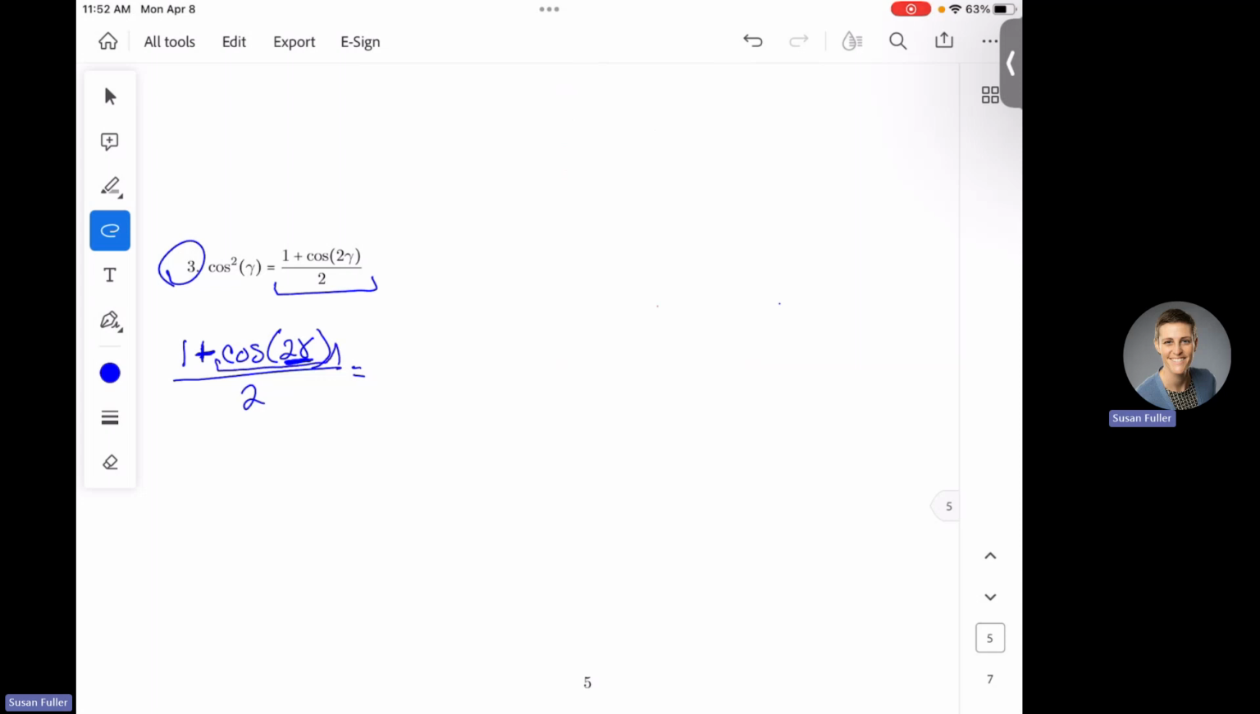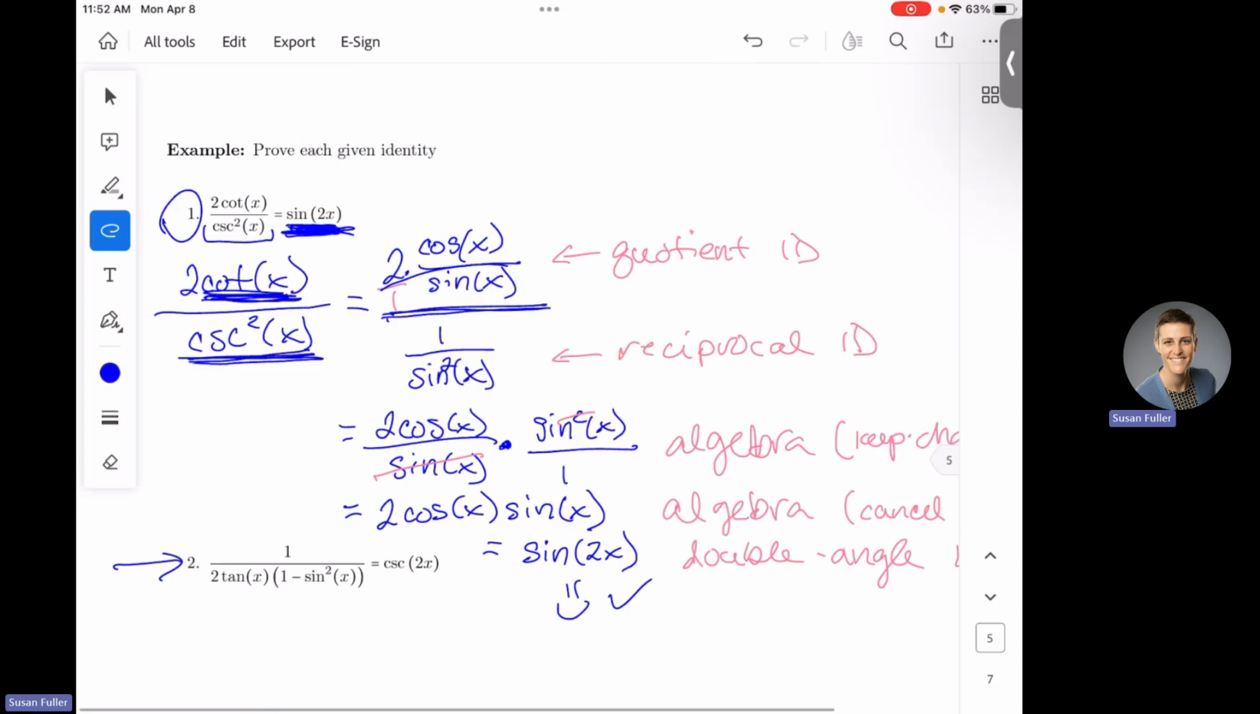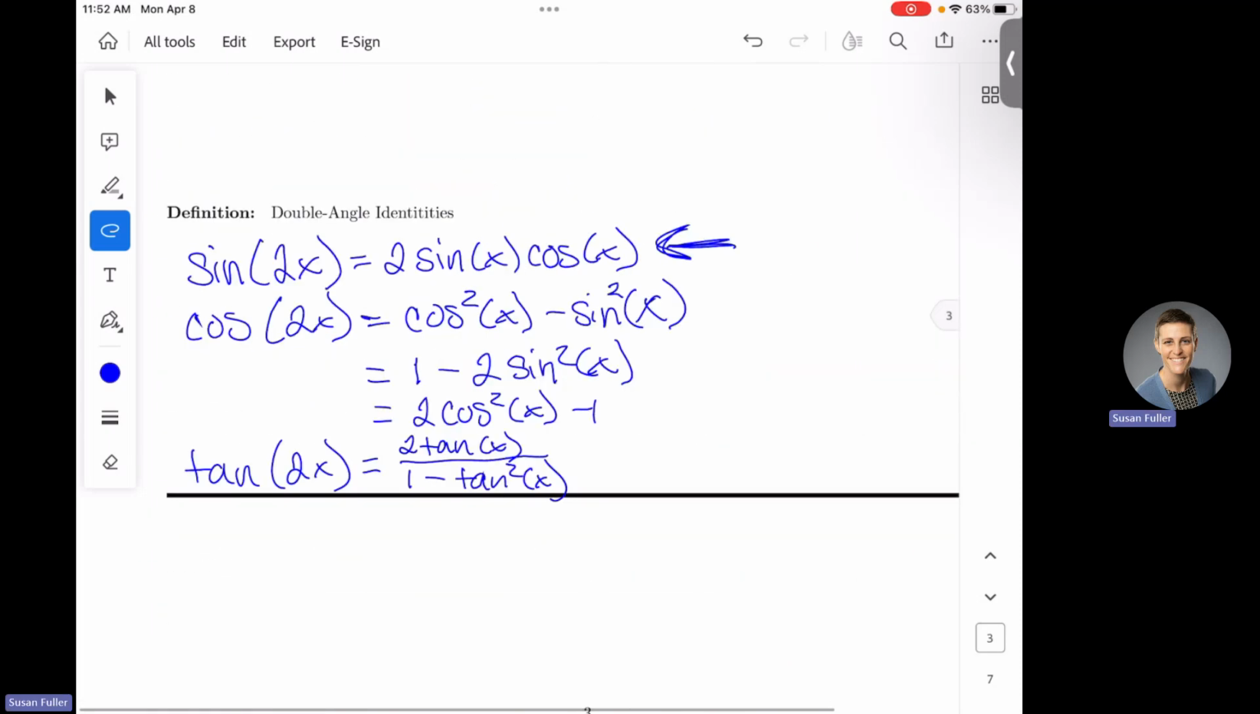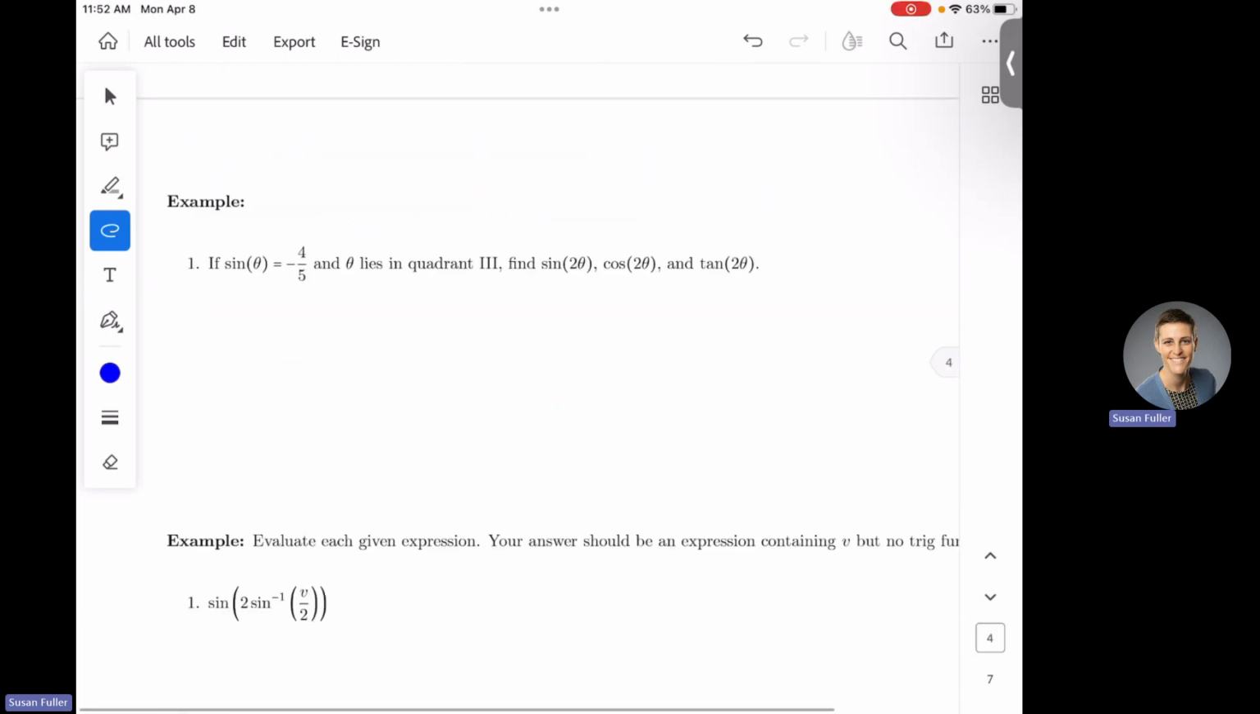I've got cosine of 2 gamma. Okay, so cosine of 2 times an angle. I have 3 different options to use here. So again, even if I wanted to use double angles, I would have 1, 2, 3 different ways that I could plug in for that. And it's just a trial and error thing.